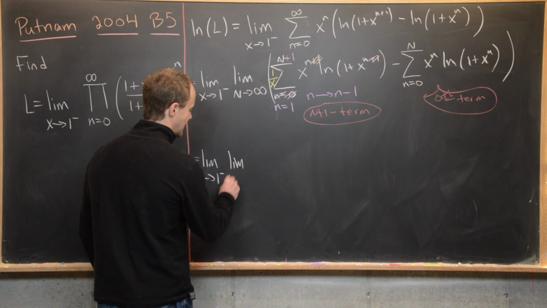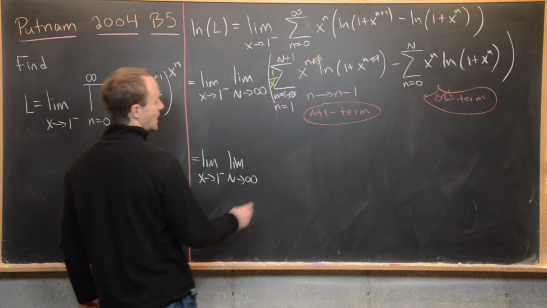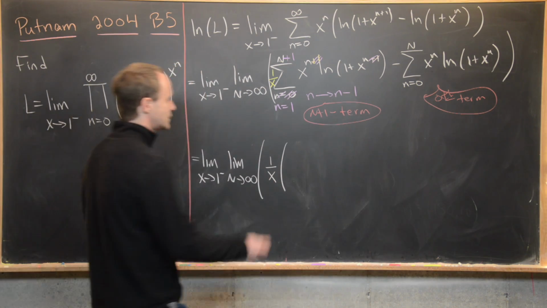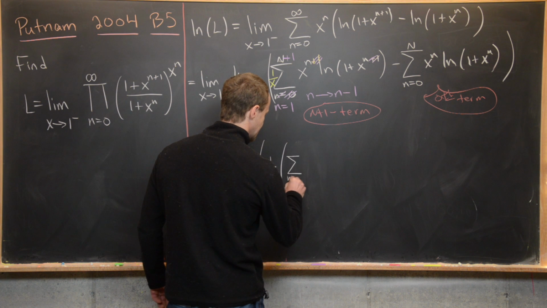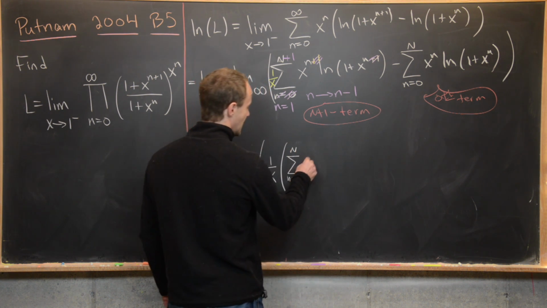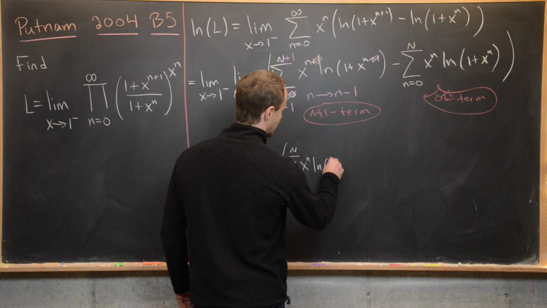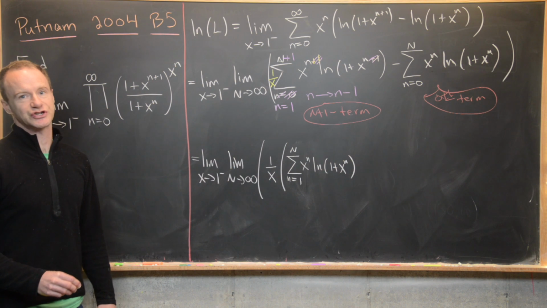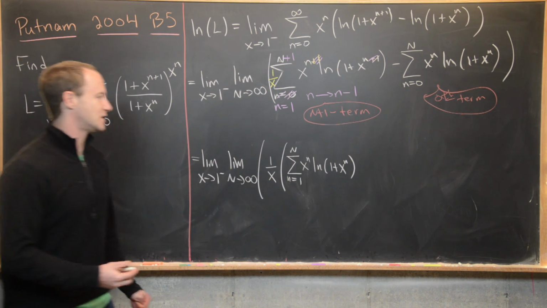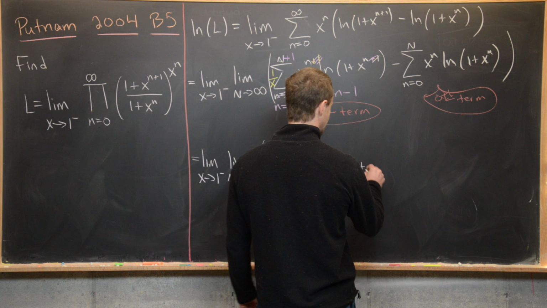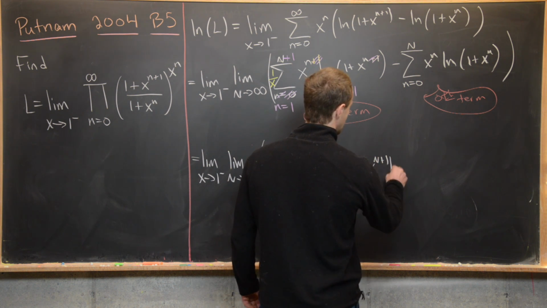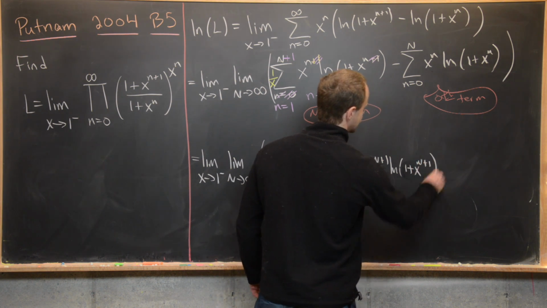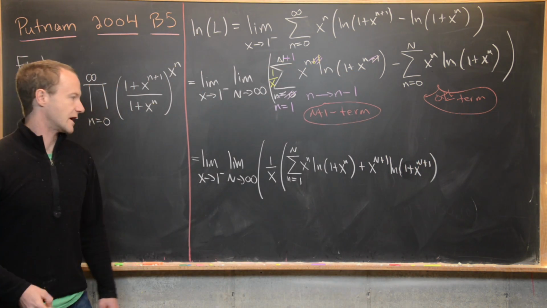We'll have the limit as n goes to infinity of, so this is going to be 1 over x times, so we'll have this sum as n goes from 1 up to n of x to the n natural log of 1 plus x to the n. So that's after extracting the n plus first term. But then we need to add the n plus first term back in. So that'll be plus x to the n plus 1 natural log of 1 plus x to the capital N plus 1, like that.